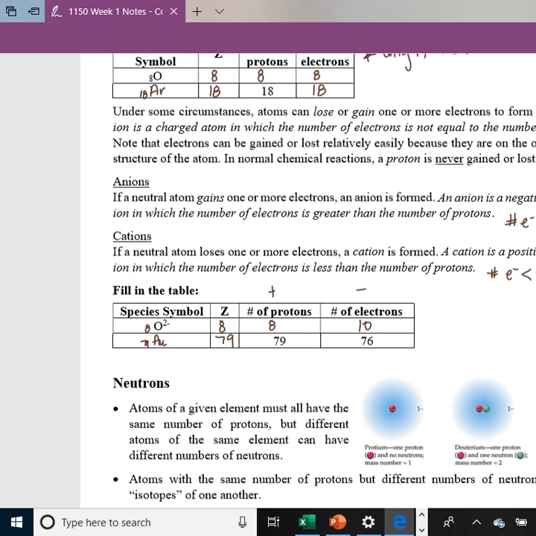But now I have to figure out what my charge is. So now I have +79 plus a -76. When I do that, I get +3. This can be written as +3 or 3+.